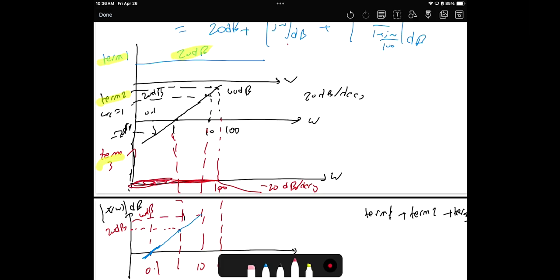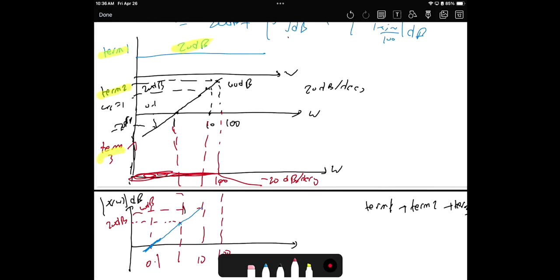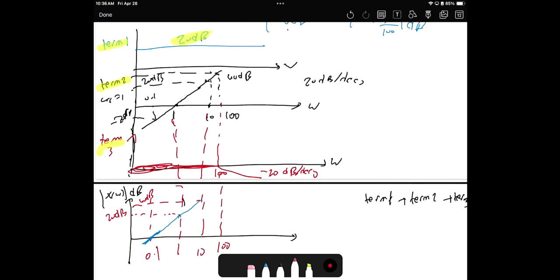Now between 10 and 100, when we reach exactly 100, this is 40, 20, and 0, which will make it 60, correct? So it will keep going until reaching 60. Let me make it nice. So here's 40, 60. It will reach up to 60.